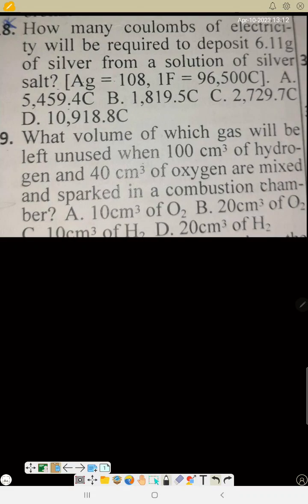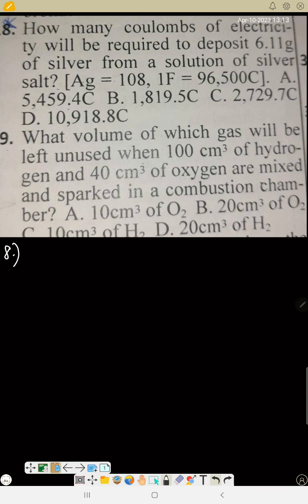So this is a question. Let's start with number 8. How many coulombs of electricity will be required to deposit 6.11 gram of silver from a solution of silver salt?